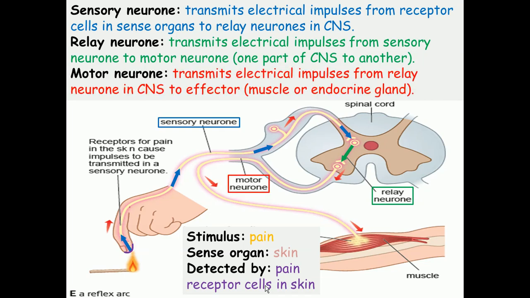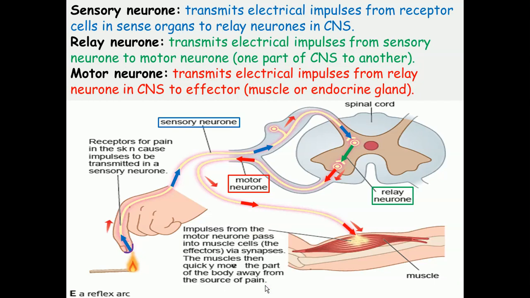And then the function of the motor neuron is to transmit the electrical impulses from the relay neuron in the CNS to the effector, which could be either a muscle or an endocrine gland. And then at the end, once it reaches the effector, there is a response. So in this case, the muscles would be used to move the finger away.